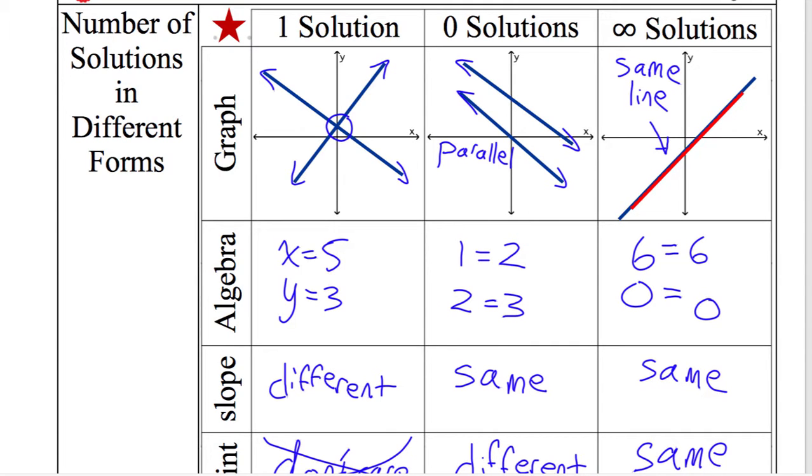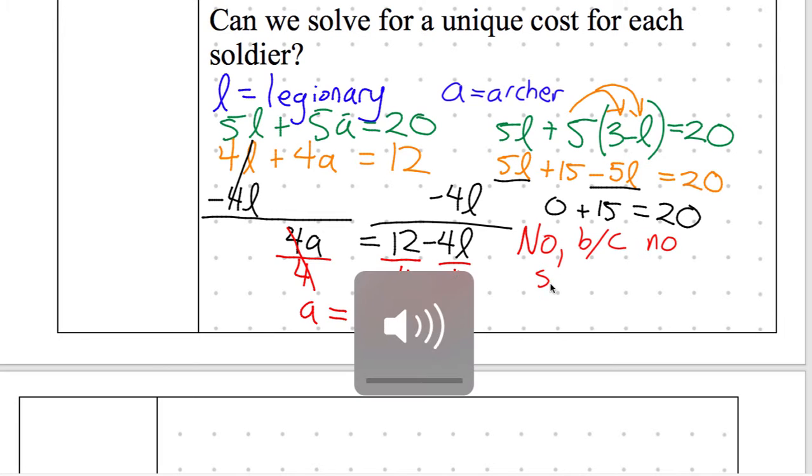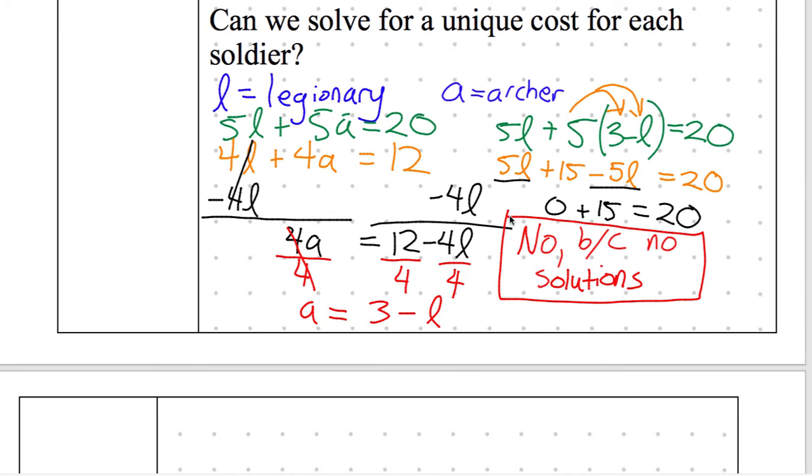So let me come back over here. No, and then we'll say because no solutions. So sometimes you'll say, yes, there are answers, and the answer is L equals this, A equals this. Sometimes you'll get no, and there's 2 different reasons why you can say no. Infinite solutions or no solutions. And now you've seen both of them.